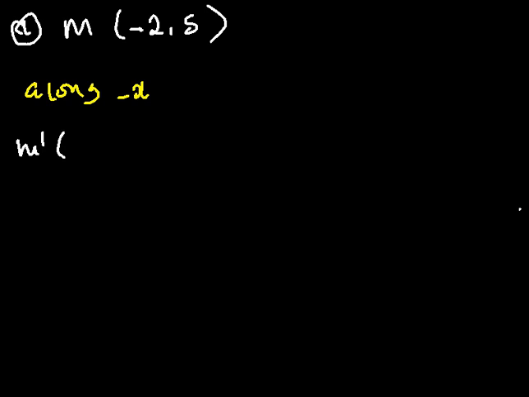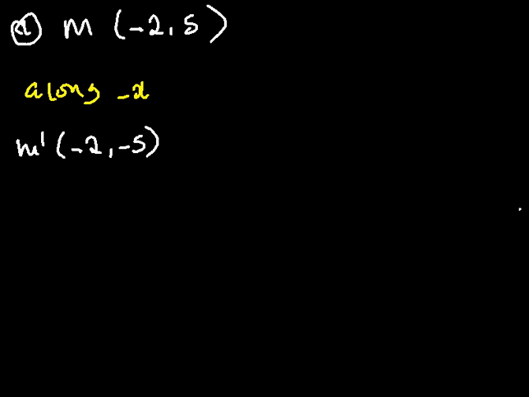Let's say we have a point M with coordinates (-2, 5). What is the reflection of this point along the x-axis? Along x, the image of point M will be (-2, -5). That is the reflection along x, where we multiply the y coordinate by -1.